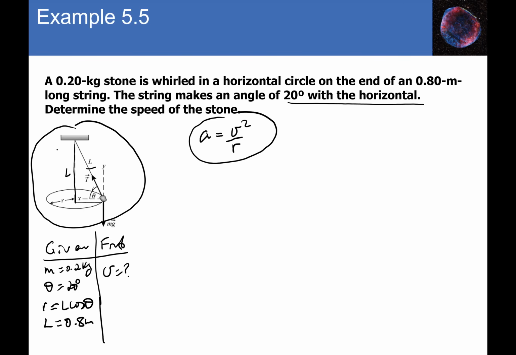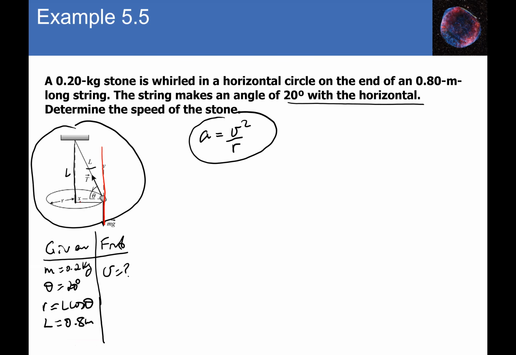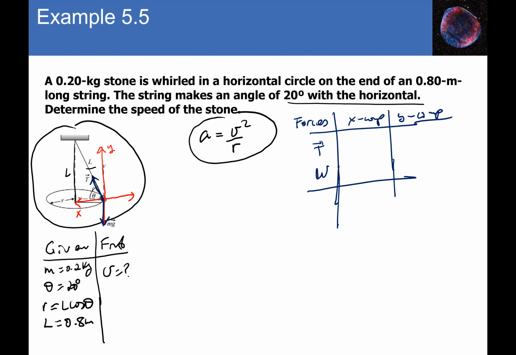So let's see what we do. I'm going to make a free body diagram, which goes like this. The object is a stone. I take up to be positive y, and toward the center as my positive x. The forces acting on the stone are gravity, mg, and the tension here. Then I make a table. I have tension, and the weight, F of g or W, the same for weight, and here's the net force.